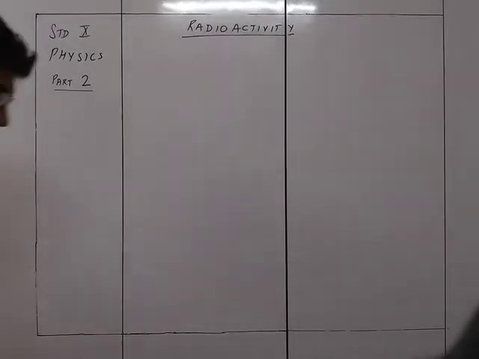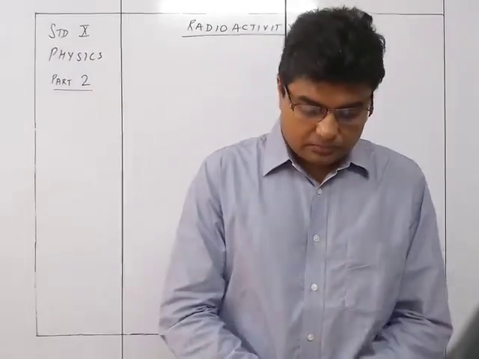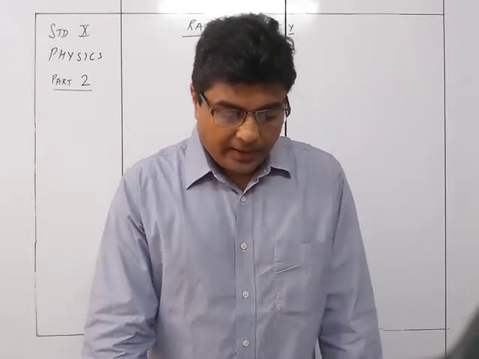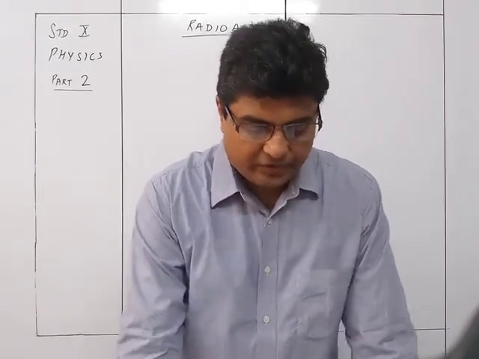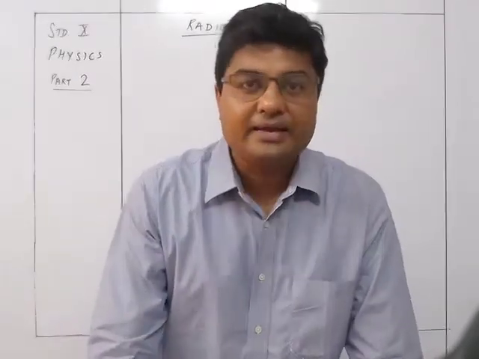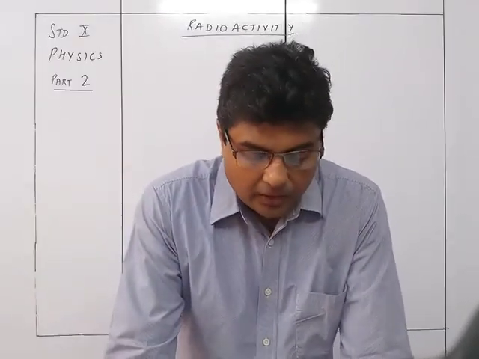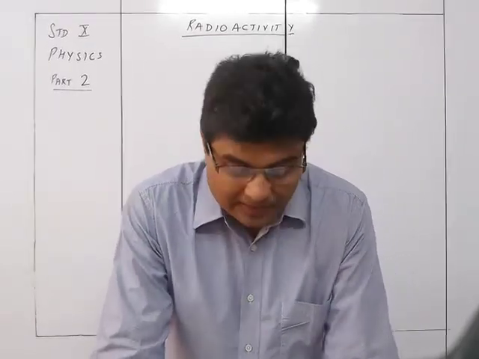So we continue with the chapter radioactivity, and we start with the part of radioactivity. Henry Becquerel discovered the phenomena of radioactivity in 1896. So it was in the year 1896 that Henry Becquerel discovered the phenomena of radioactivity. How did it happen? Let's see.